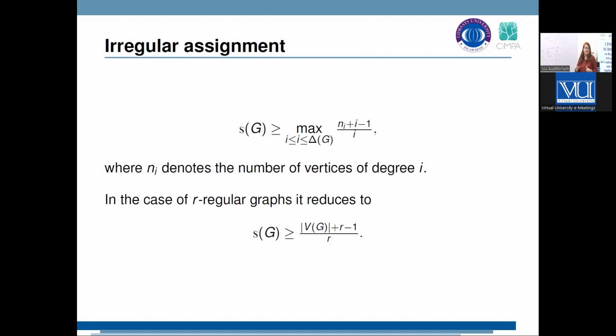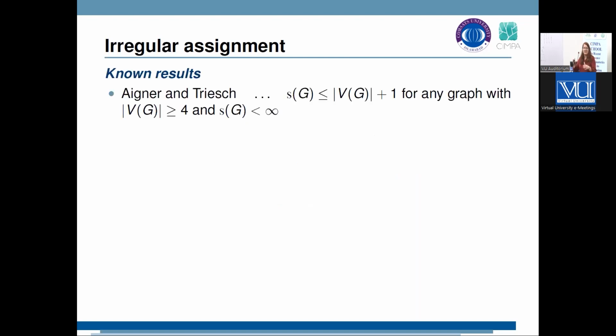When we consider regular graphs, we know that a regular graph has all vertices of the same degree, say r. Then immediately from this we obtain that the irregularity strength of this graph must be at least the number of vertices plus r minus 1, all divided by r. Let me now tell you some results about this graph invariant.